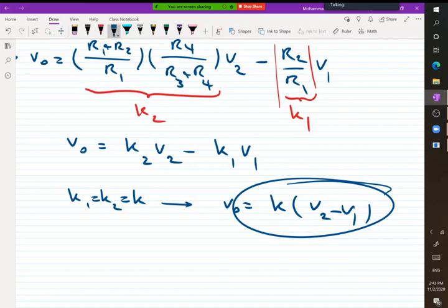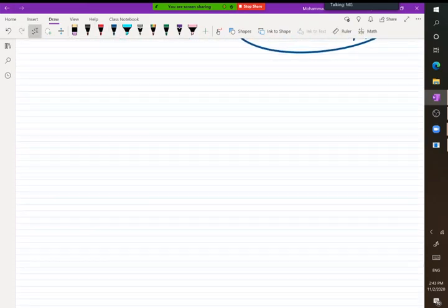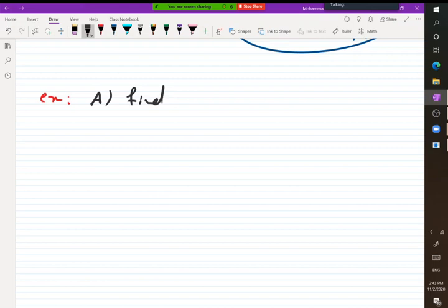Any question? Okay, now that there is no question, let's do one example for the subtractor. Example, part A. Find the input-output relationship.